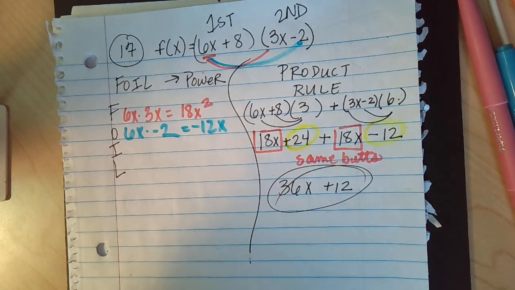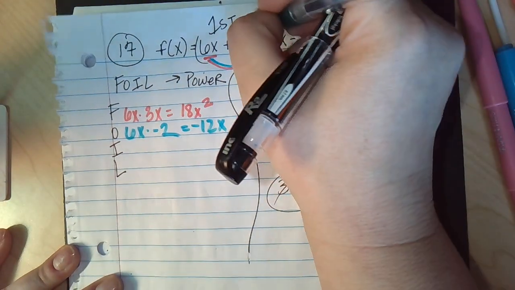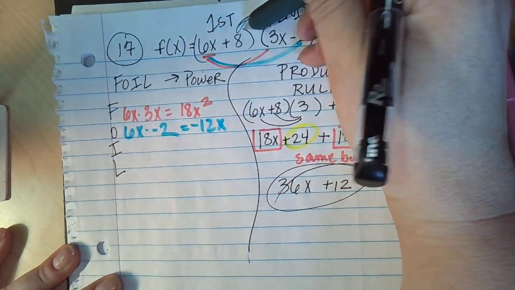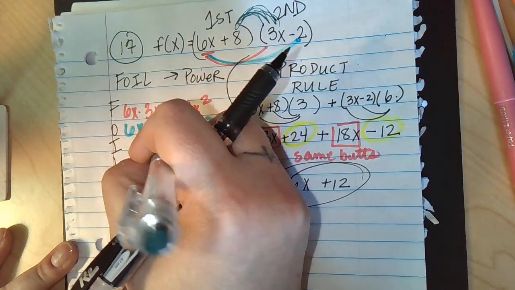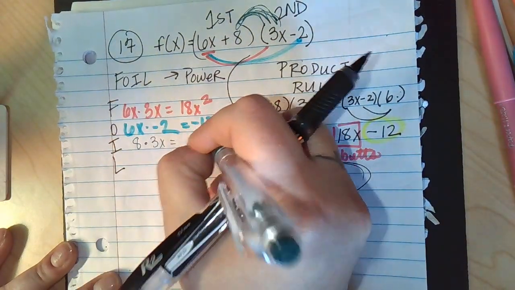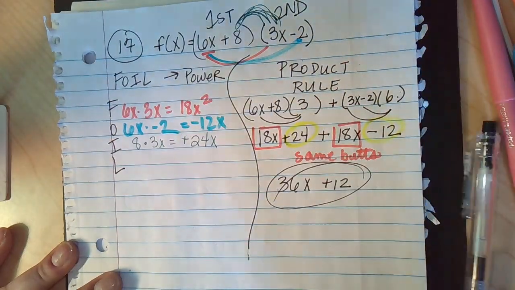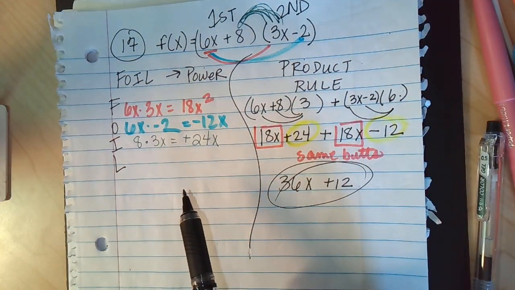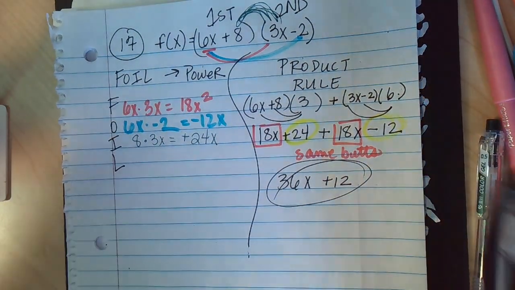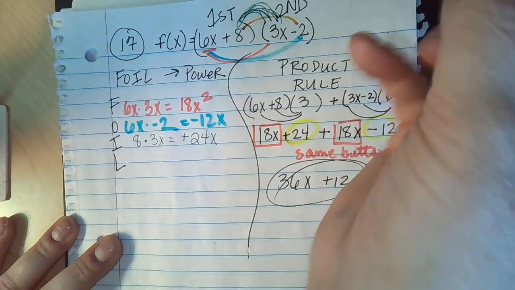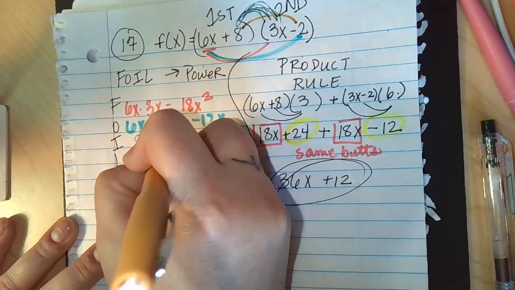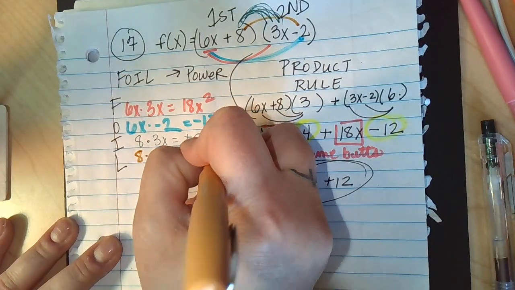Alright, then we have innards. 8 and this 3x. And we're multiplying. And you get a 24x. I just put a plus sign to help me out later on. And then the L is 8 times negative 2. And that makes minus 16.